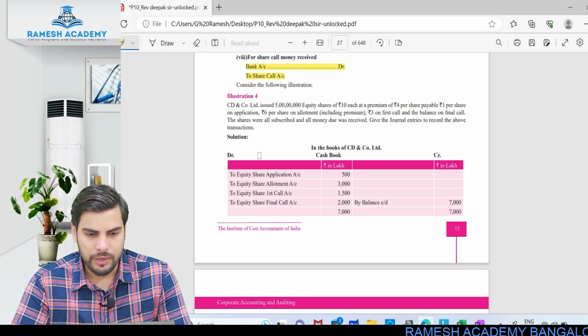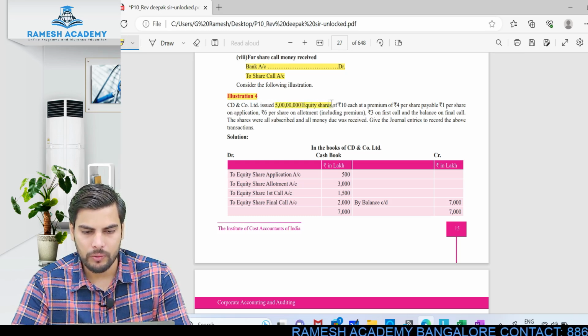So let me just read this illustration number 4. CD and Co Limited issued 5 crore equity shares of rupees 10 each at a premium of 4.